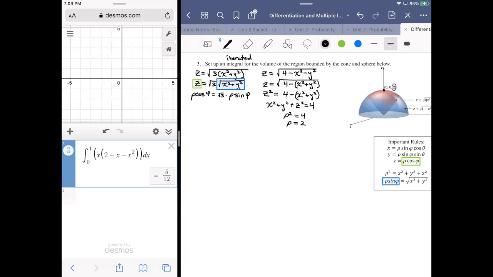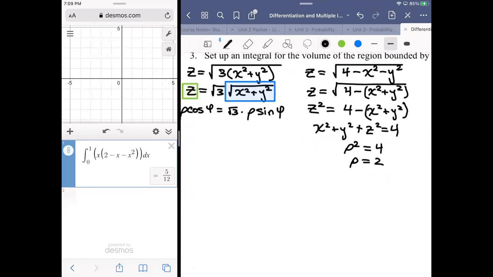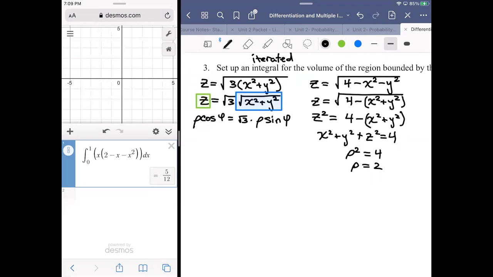I can bring everything over to the same side. I get rho cosine of phi minus root 3 rho sine of phi equals 0. I got my common rho, I can pull that out. You got rho times cosine of phi minus root 3 sine of phi is equal to 0.